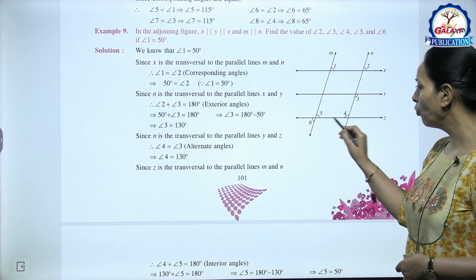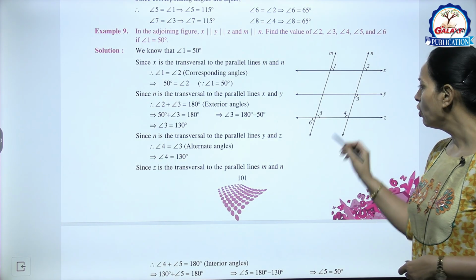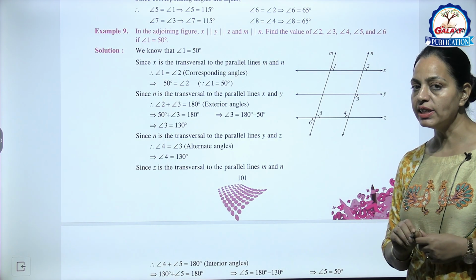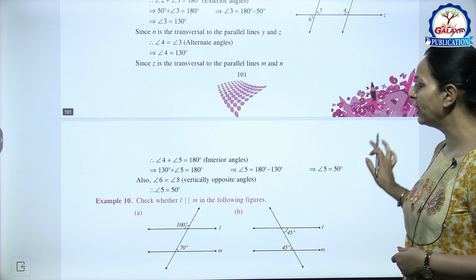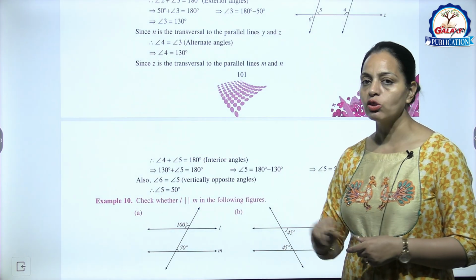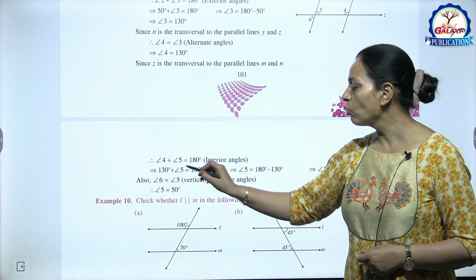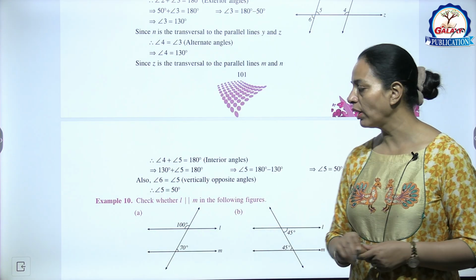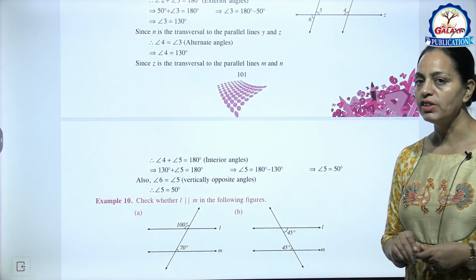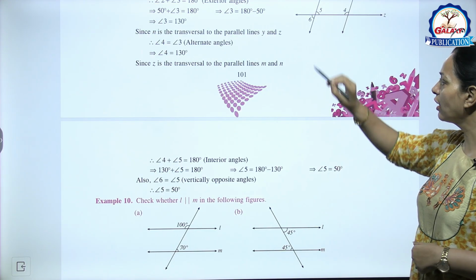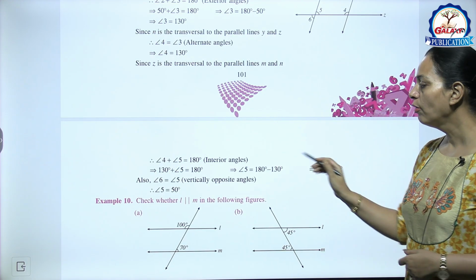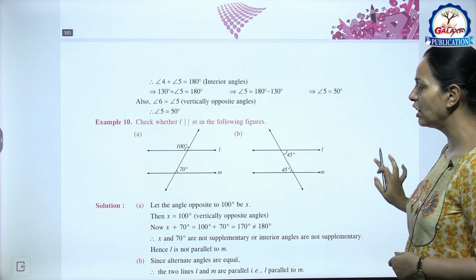Now with the help of 4 we can find angle 5. 4 and 5, these are co-interior angles, so their sum is also 180 degree. So 4 plus 5 equals to 180 degree. So 5 is 180 minus 130, that is 50 degree. Now 5 and 6, these are vertically opposite angles, so angle 6 is also 50 degrees. So I hope this is clear to you.